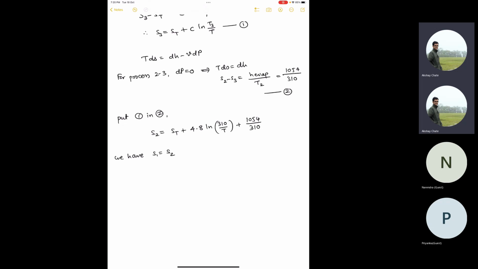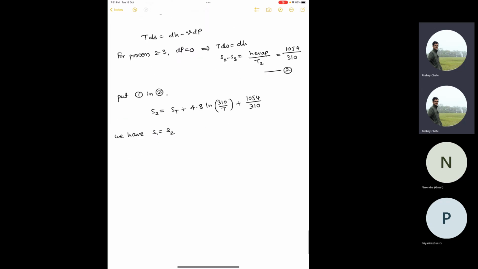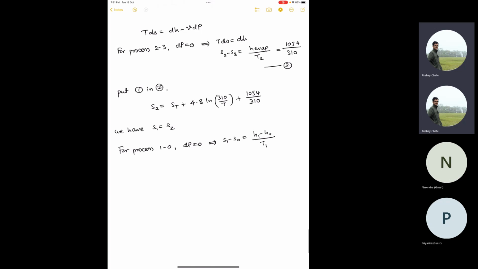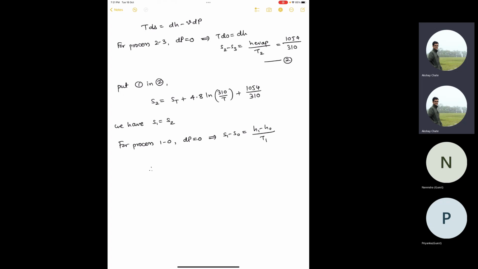Now, again, look at process 1 to 0. What do you see? You see a similar argument to the one given for the equation 2 derivation, for process 1 to 0. You have dP equal to 0 because it's a phase change, and again you will get S1 minus S0 equal to H1 minus H0 by T1. So now we are getting somewhere, right? Because we want H1 minus H0, and that is T1 into S1 minus S0. T1 you know, T1 is 260. Now S1 is equal to S2, but S0 is still unknown, right?